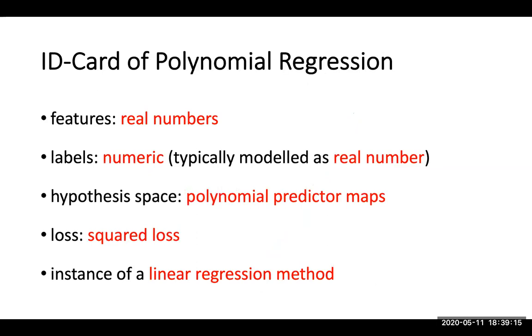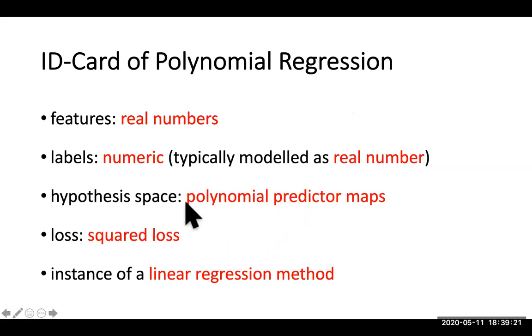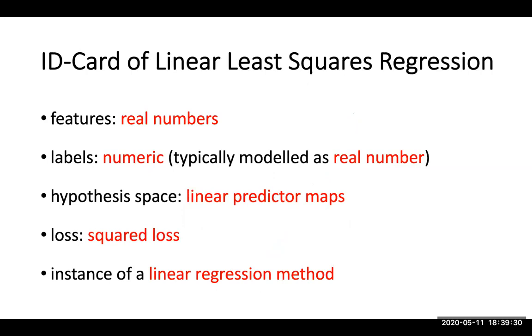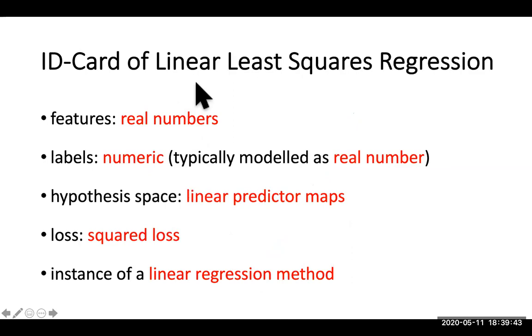Yeah, and then by a slight variation, we get polynomial regression. The only difference here is that the hypothesis space is the set of polynomial predictor maps. But this polynomial regression is equivalent to linear least squares regression, however, on a different set of features. So if you use as features not the original feature, but the powers of the feature, you can turn polynomial regression into linear least squares regression.